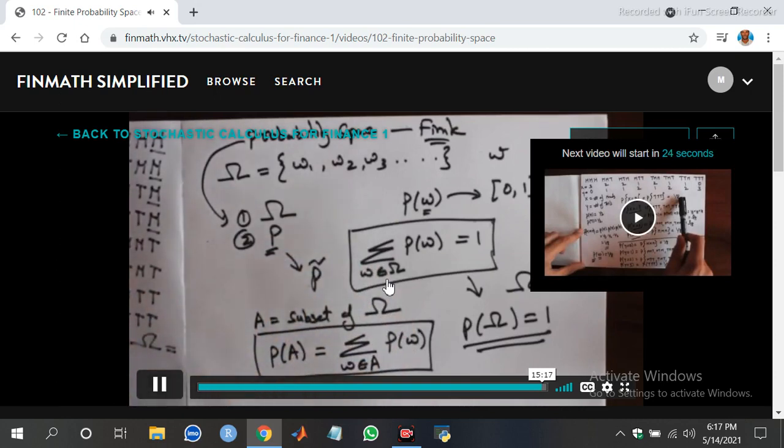So with that, I would like to conclude right here. In the next lecture, we're going to talk about probability distributions of a random variable.